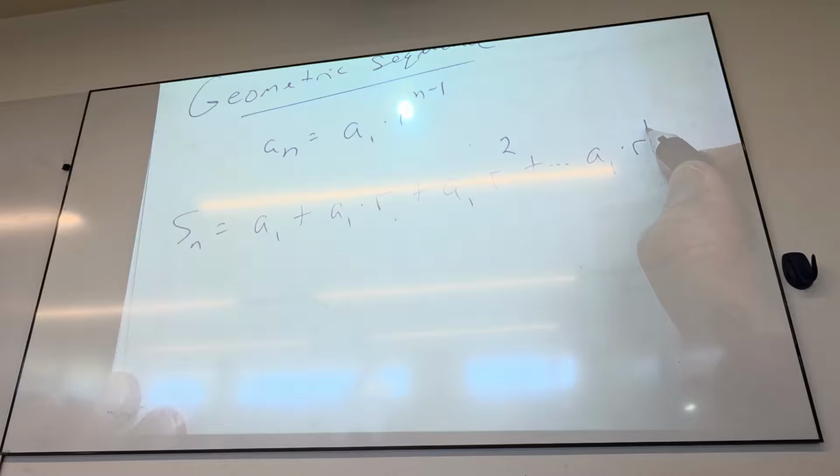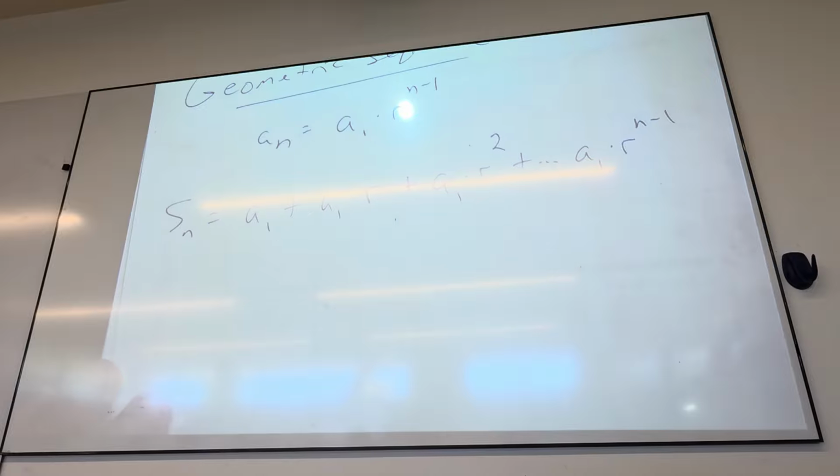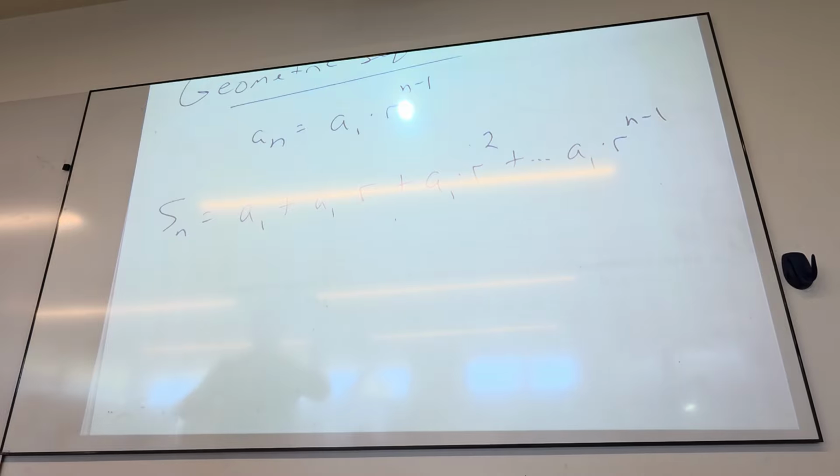Careful. Yeah, up to the nth element, which is this. Let me stop for a minute. So again, what does the S mean? Partial sum. So I wanted the sum of the first n terms. The first term is a1 r to the 0, yes? So the last term is a1 r to the n minus 1.